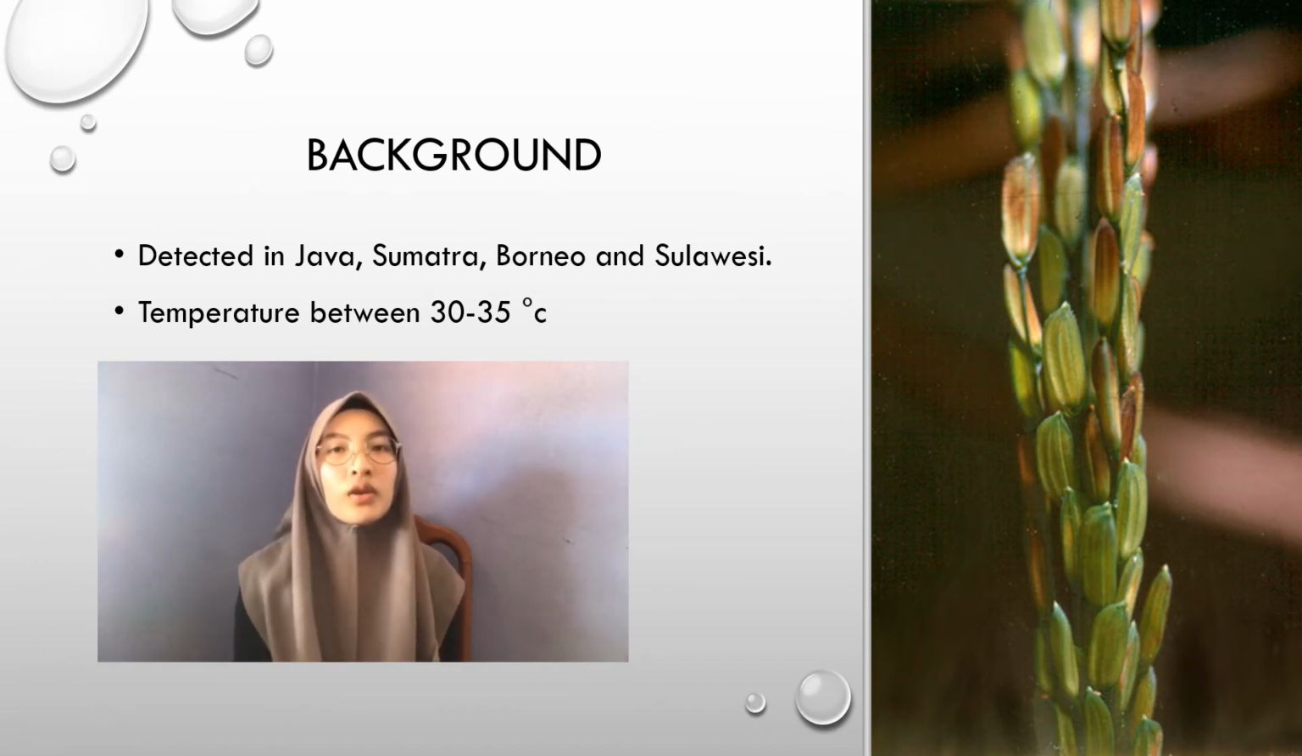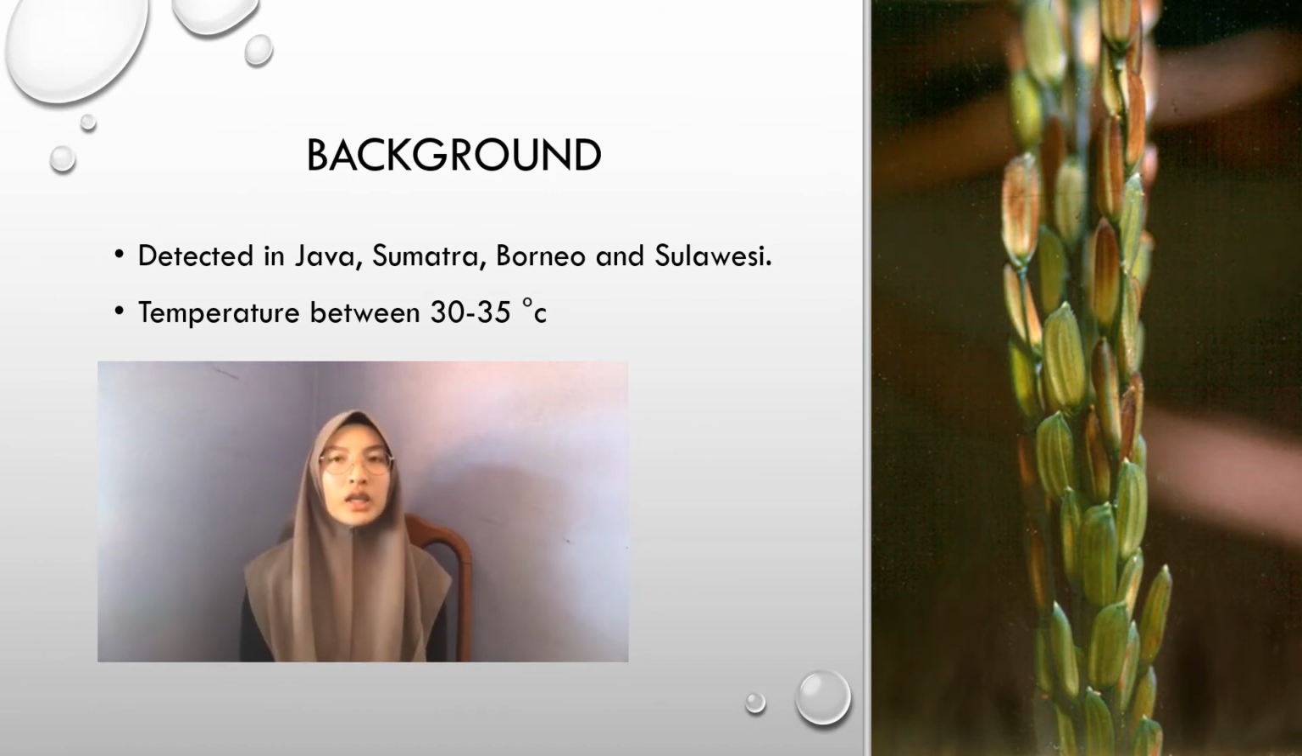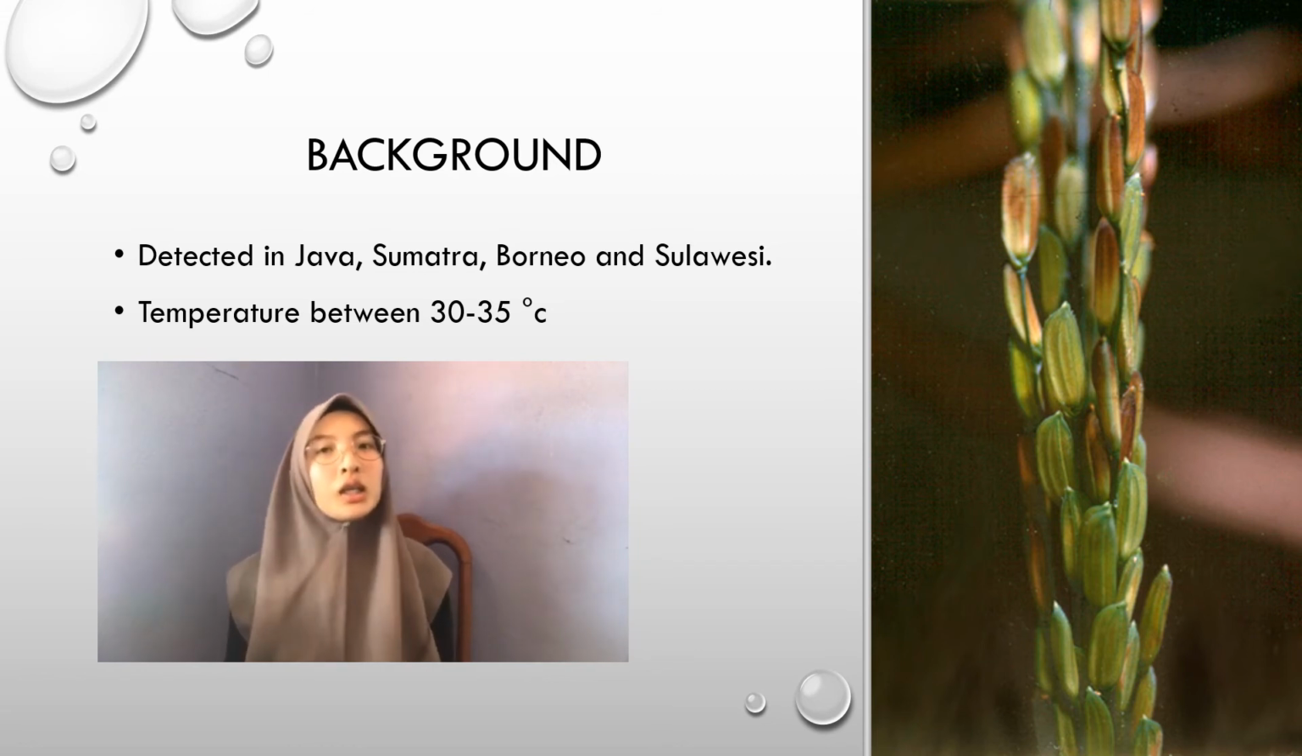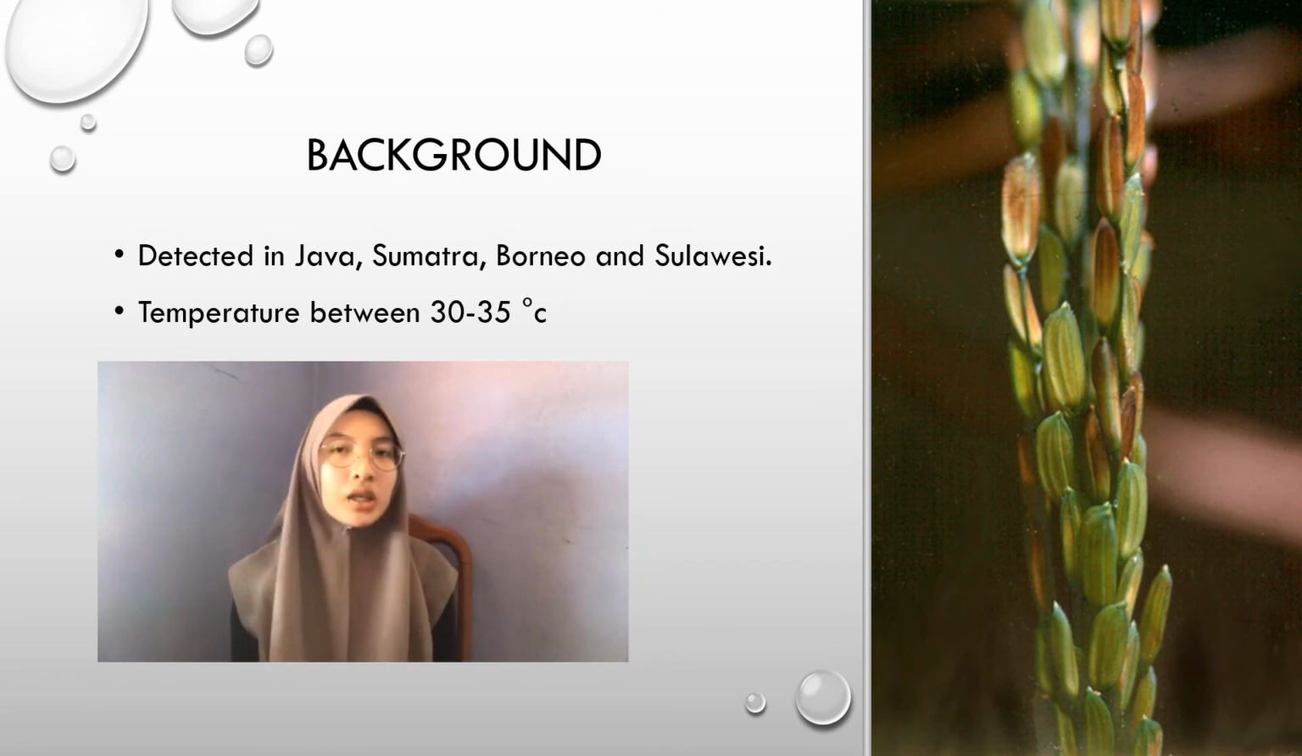Grain rot was found in the production of rice in Java, Sumatra, Borneo and Sulawesi. It is observed and detected through the symptoms this disease has. It is reported that this disease can reduce yield up to 75% and cause an increase of empty grain.